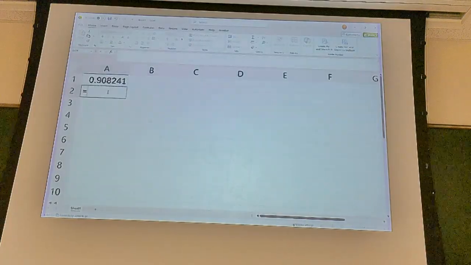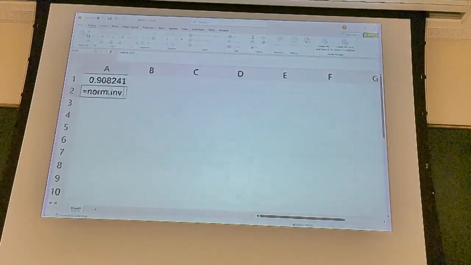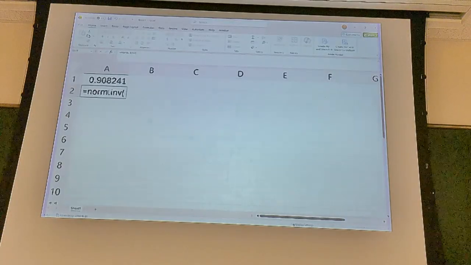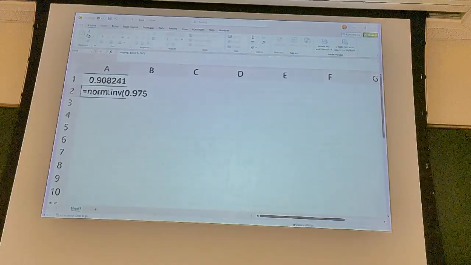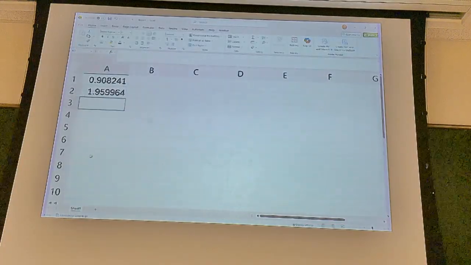So this is norm. I could be using the standard, but I'm just going to use the regular one. Norm.inv for the inverse norm. The probability we're looking at is 0.975, a mean of 0, standard deviation of 1. And there's your z-score.